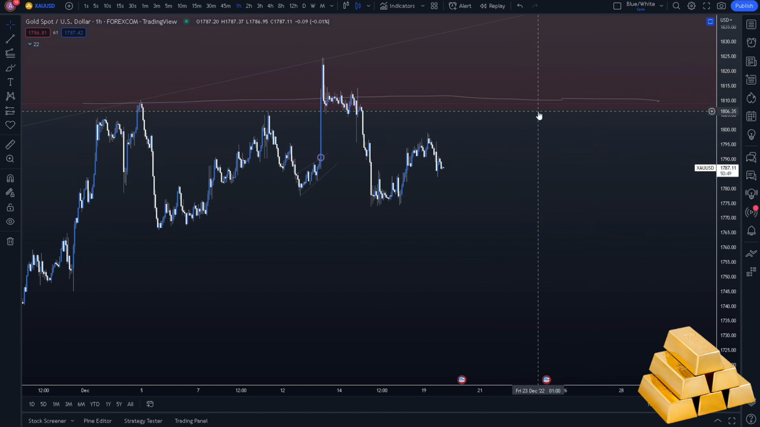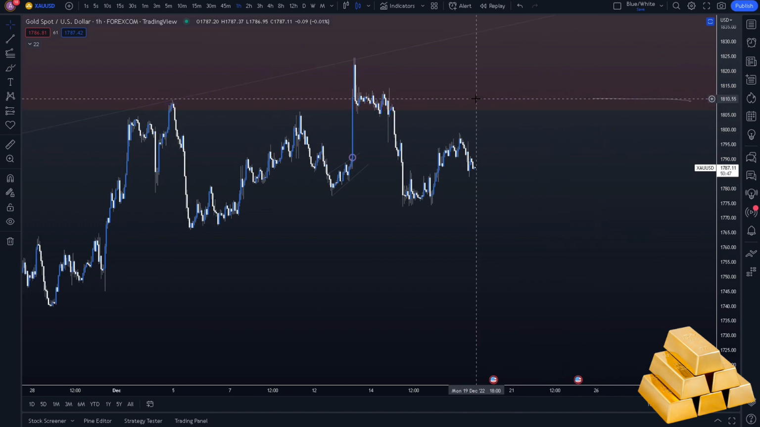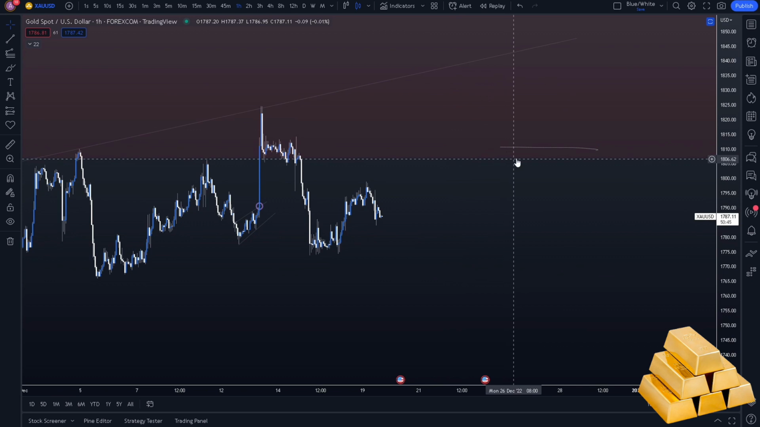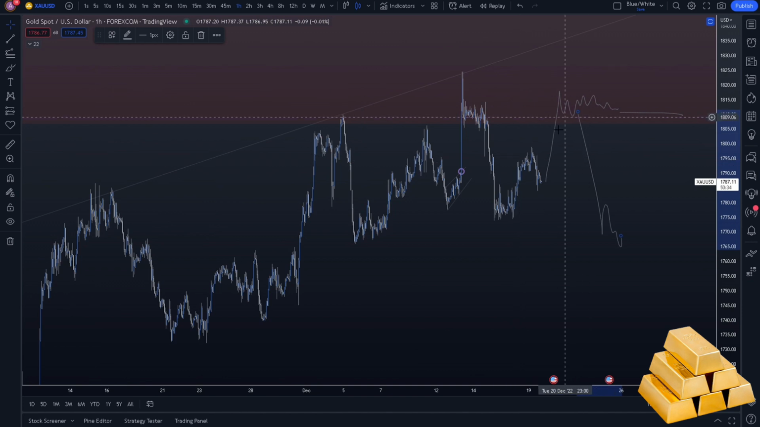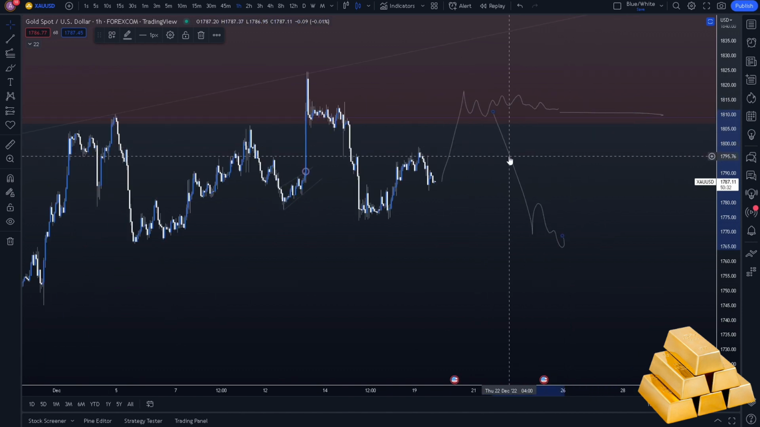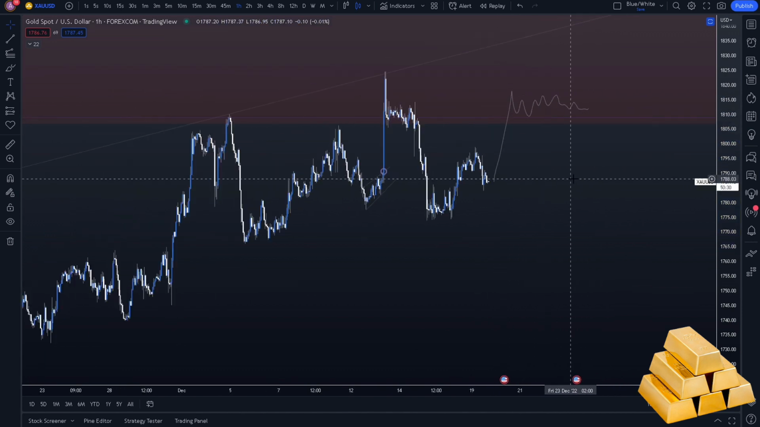But until we get some sort of confirmation of this weekly key level, whether it gets held or if it gets rejected again, until we get a very, very hard confirmation on this level, I will probably not be looking for any sort of trade on gold.